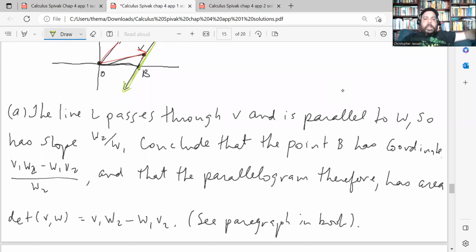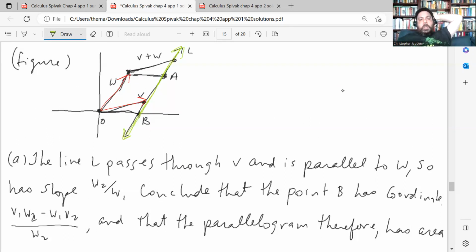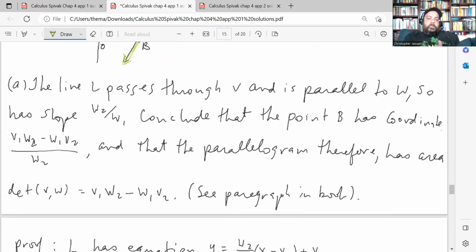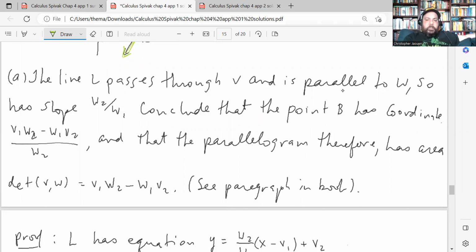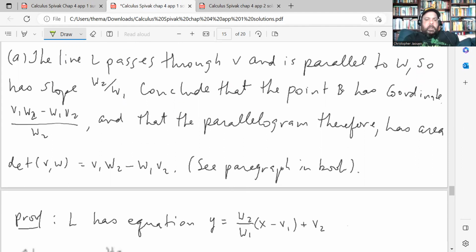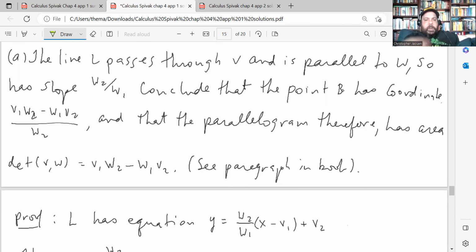All right, the line L passes through V and is parallel to W, so it has slope W2 over W1. Conclude that the point B has coordinate (V1 W2 minus W1 V2) over W2, and that the parallelogram therefore has area equal to W1 times V2 minus V1 times W2, which is called the determinant of V and W. He does say something about this in the book. There's a paragraph right after this problem, but let me go through the solution first, and then I'll read what he has to say, and then we address it in the next exercise.